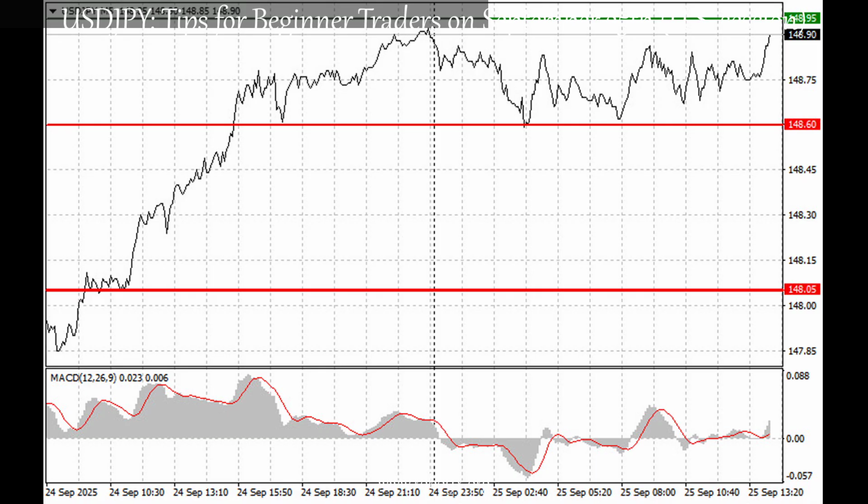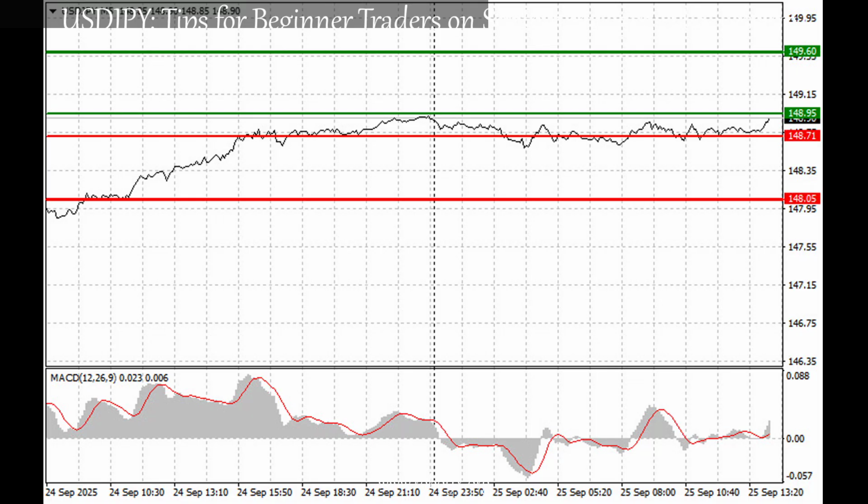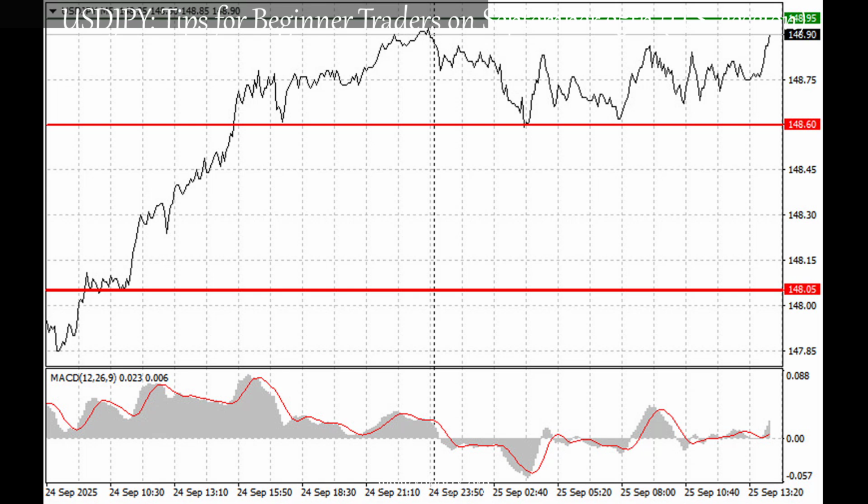As for intraday strategy, I will rely mainly on implementing scenarios 1 and 2. Buy signal scenario 1. I plan to buy USDJPY today at the entry point around 148.95, green line on the chart, targeting growth toward 149.60, thicker green line on the chart.